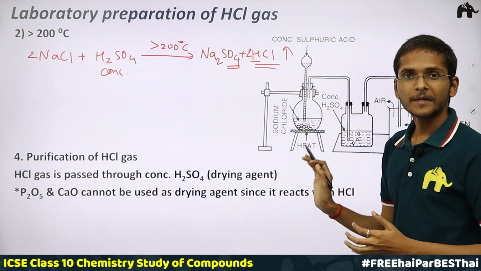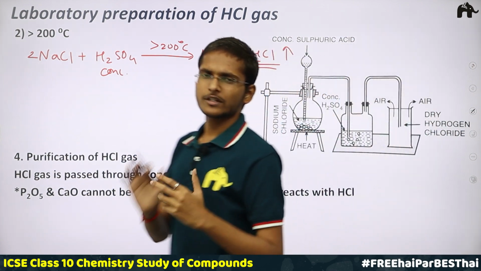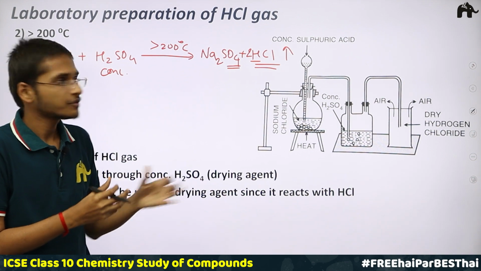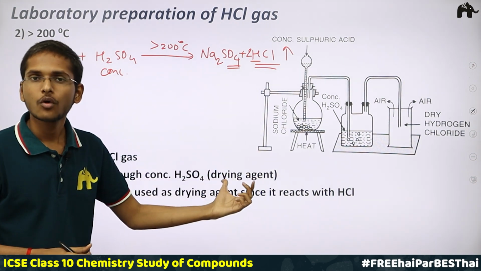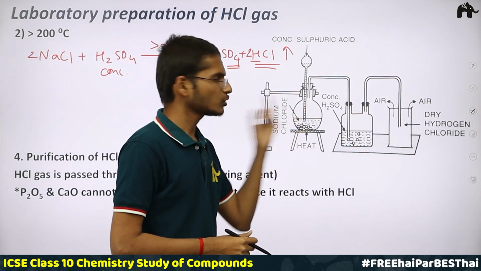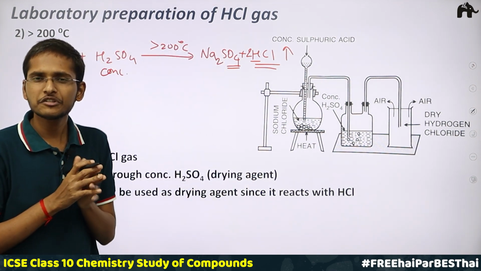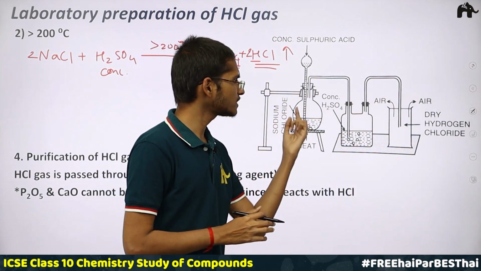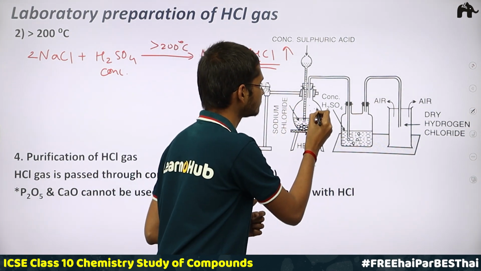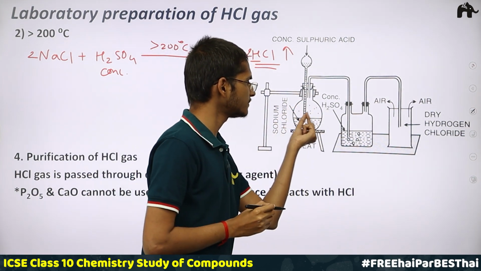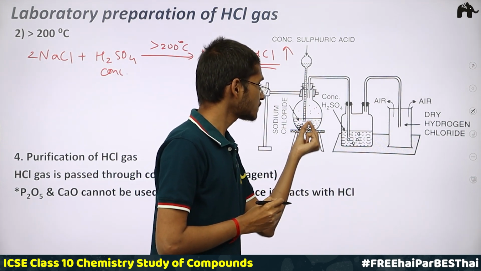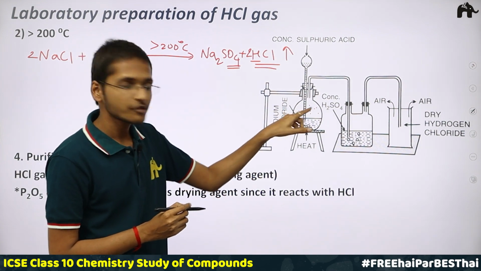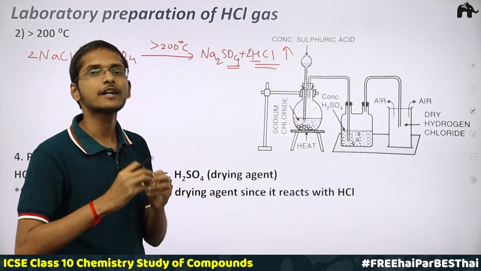So till this point, we are clear with how the HCl is formed. But how is this HCl which is formed purified? I will tell you an interesting property of HCl: it is very highly soluble in water. So in this flask, if there were some water molecules, our HCl gas released from this reaction mixture would just get dissolved in that water and form hydrochloric acid.